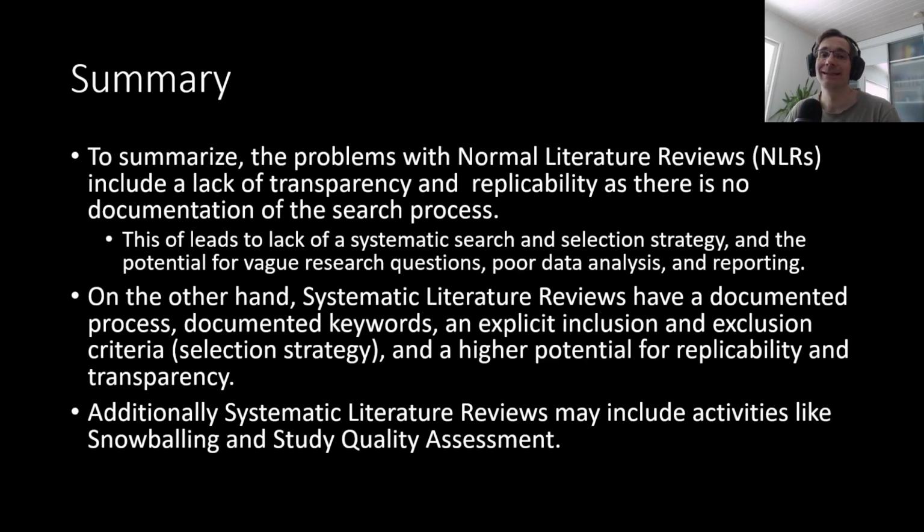In study quality assessment, the quality of the original studies is assessed in order to prevent low quality studies from entering the evidence that the systematic literature review is summarizing.